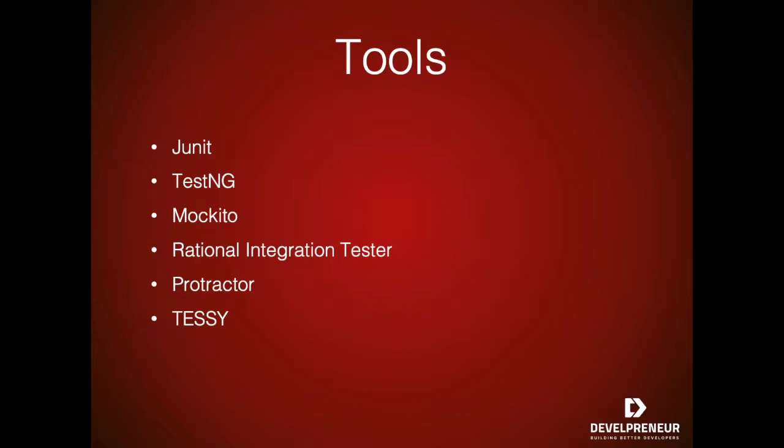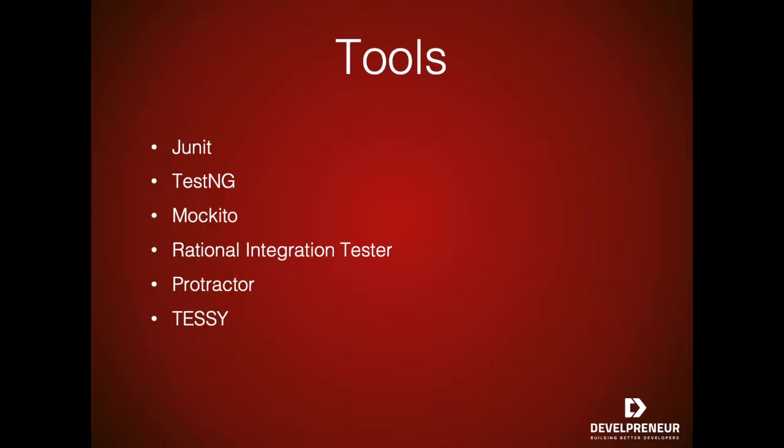TestNG. This is another popular testing framework for Java. However, unlike JUnit, TestNG offers a large set of tools and extensions that go beyond just unit testing. Mockito. Mockito is the most popular mocking framework for writing unit tests. I like it because it has a simple API, a lot of useful features, and excellent documentation.